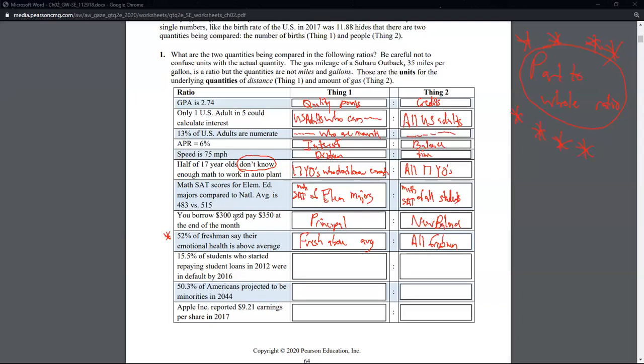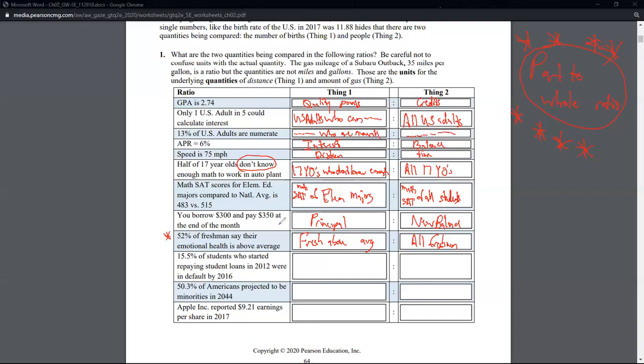And that is a bad debt to be stuck with. Get rid of it as soon as you can. It's a great idea for you to be financially savvy in the long run, is to get rid of your student debt as soon as you can. But not the point of the problem. Again, we're looking at a part to whole. 15% of students who started paying ended up in default 4 years later.